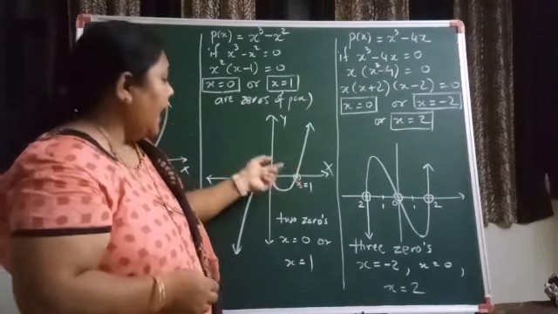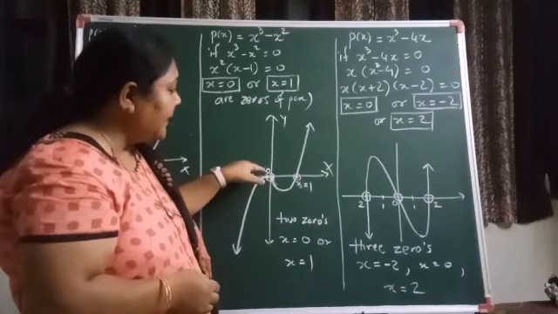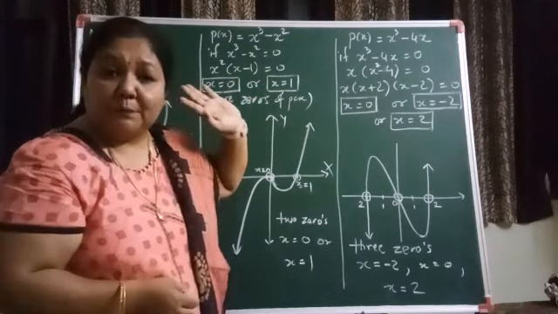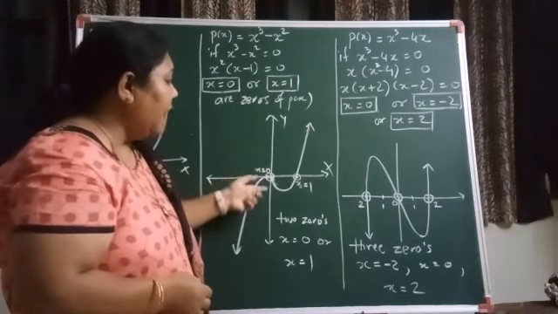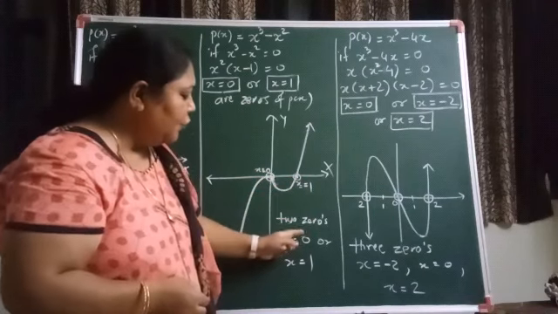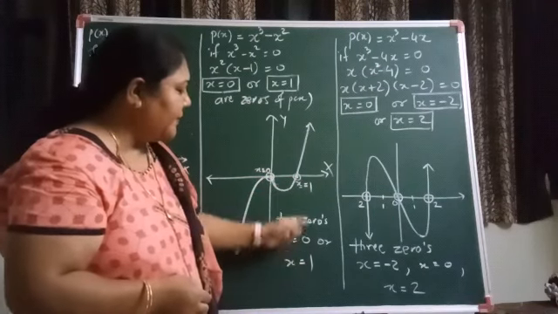2 बार। And at which point it is touching? At 0 and 1. And what are 0 and 1? They are zeros of the polynomial. So the graph intersects x-axis at x is equal to 0. It has 2 zeros, x is equal to 0, x is equal to 1.